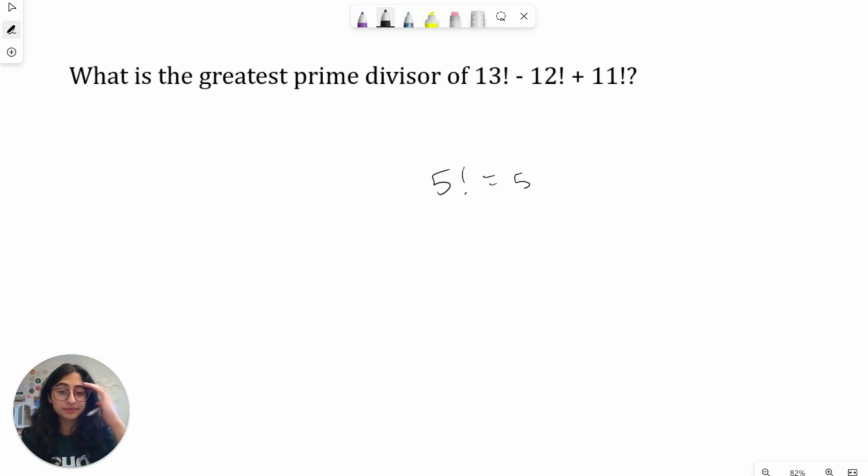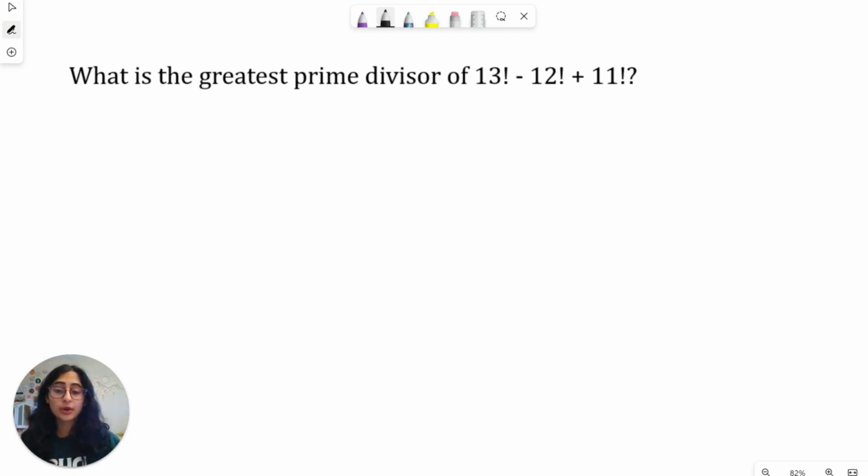You get the idea. So to answer this question, do we really have to multiply 13 times 12 times 11 times 10 all the way down to 1, and then multiply 12 times 11 times 10 all the way down to 1? No. There's probably a much simpler way to do this. So, let's think about this.